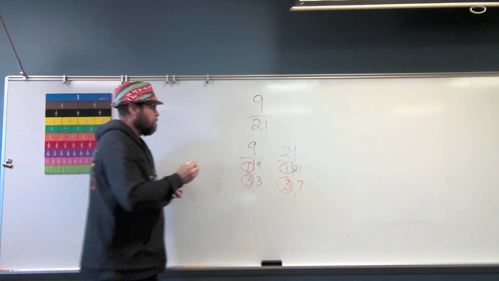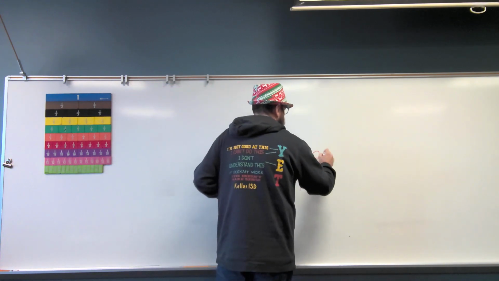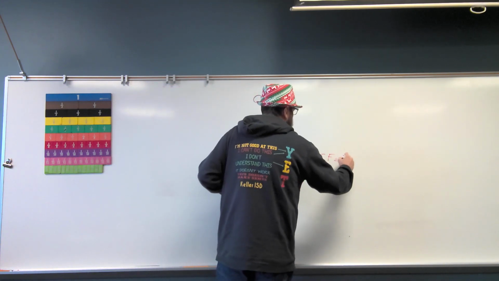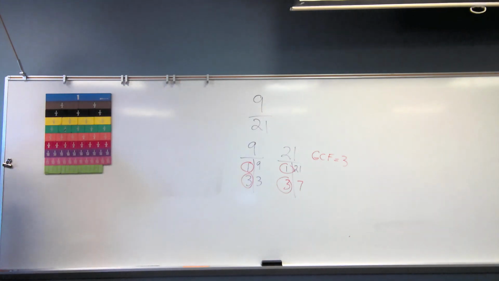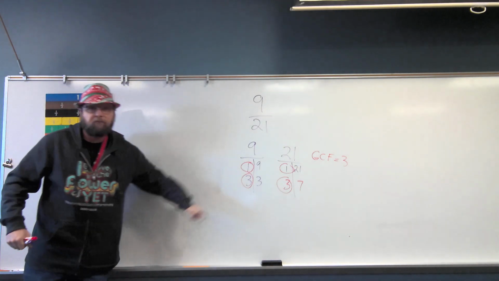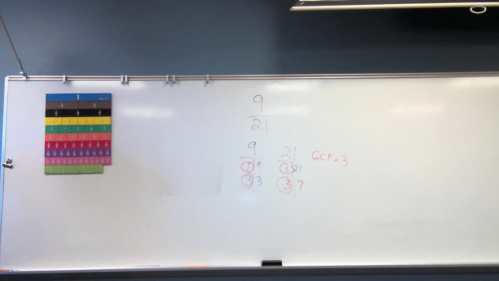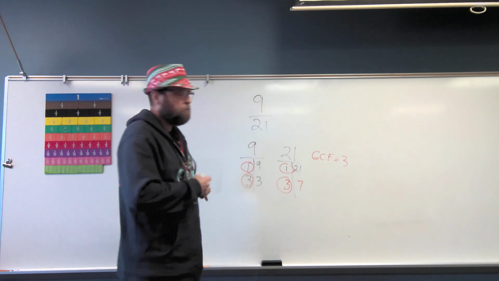And the greatest common factor is what? Now, a lot of you could have looked at just the fraction without having done all this and figured out that 3 would be the greatest common factor. And that's cool beans.